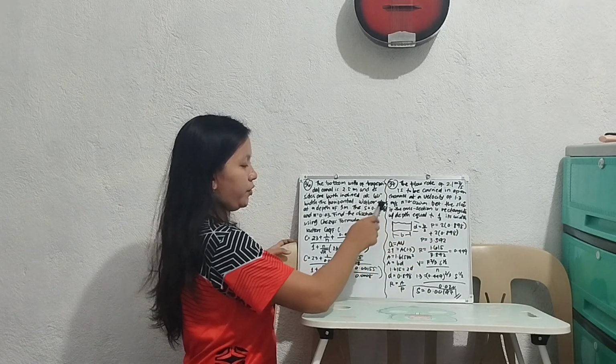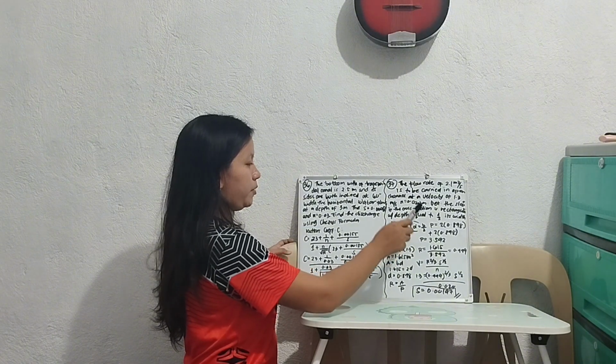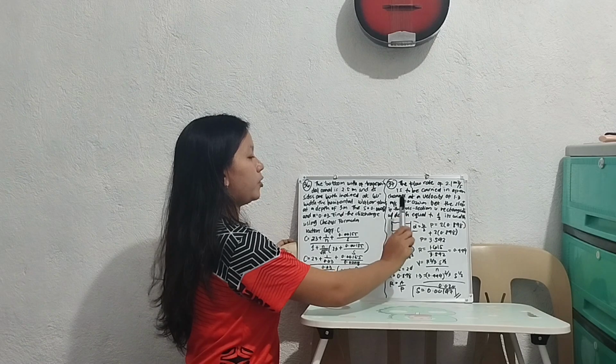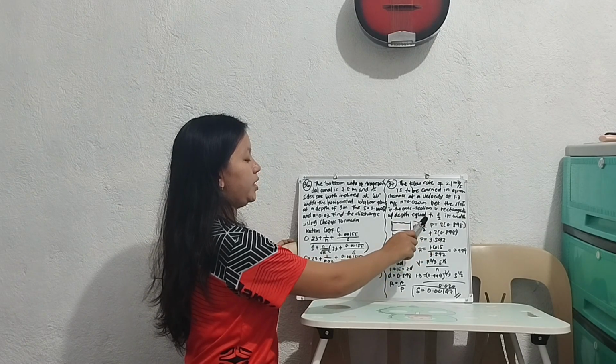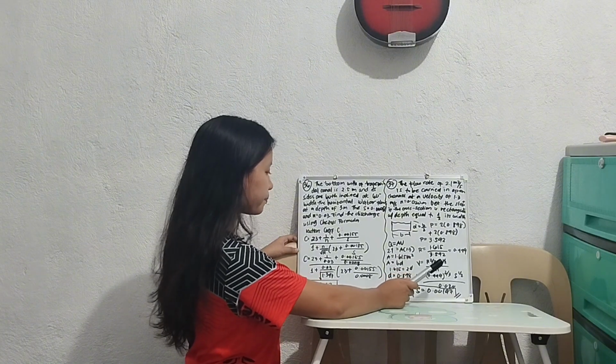So we have here the figure, rectangular sections. We have the B, the base, and the depth. The depth is 1/2 of its base, so D is equal to B over 2. So first, we need to find the area.